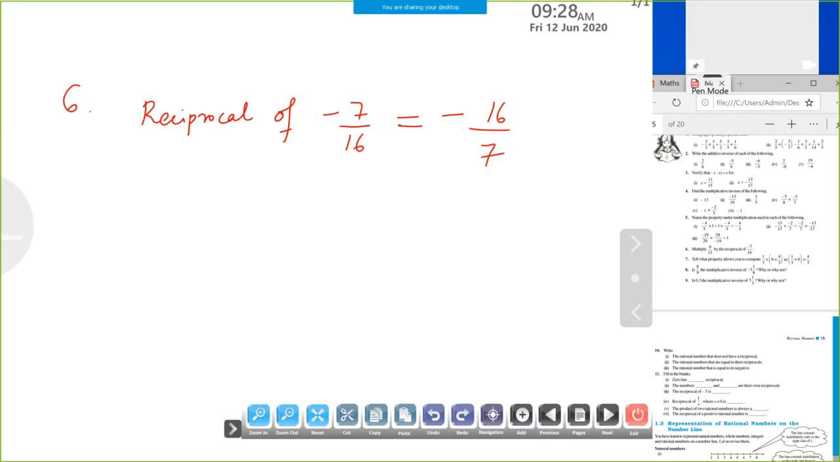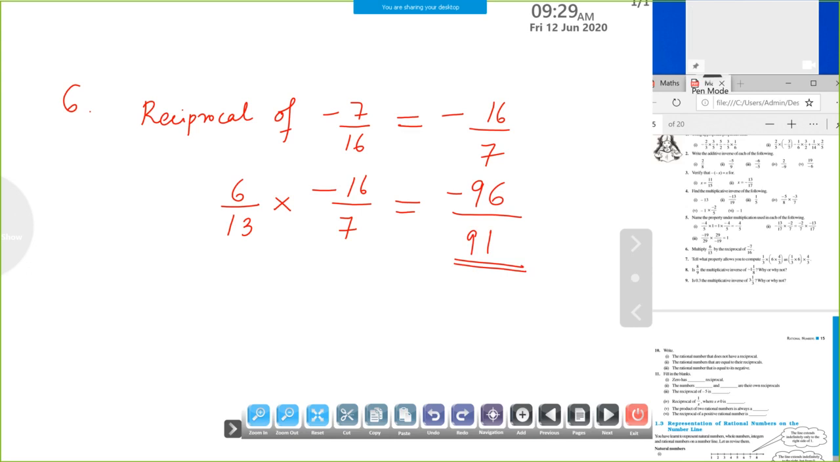So now let me go for the product. I'm going to multiply 6 by 13 multiplied by minus 16 by 7. None of the numbers can be cancelled here. So I'm going to find the product as minus 96 divided by 91. This is the answer, the product of 6 by 13 and the reciprocal of minus 7 by 16.